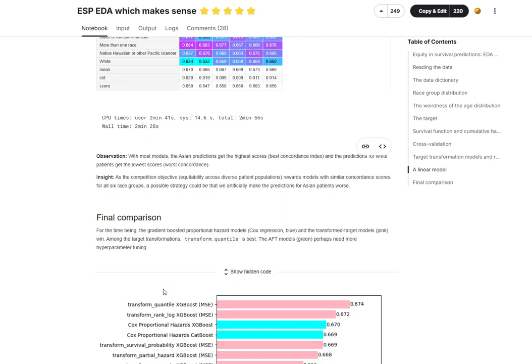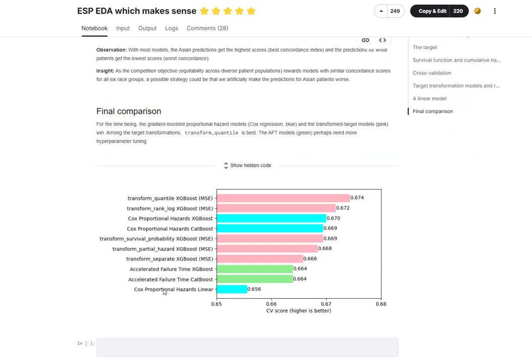Finally, we get a nice summary. A horizontal bar chart compares the cross-validation scores of all the models. The transform target models, especially the one using transform quantile, and the Cox Proportional Hazards models perform the best.